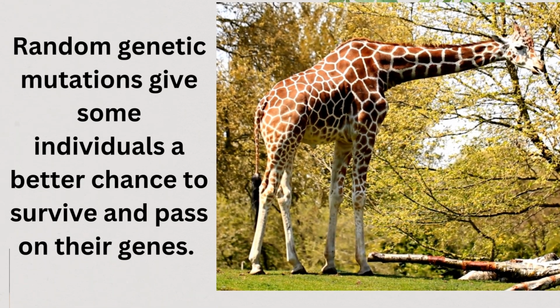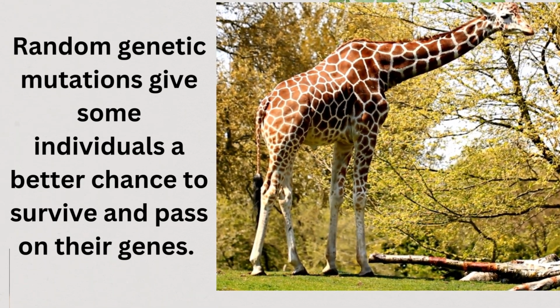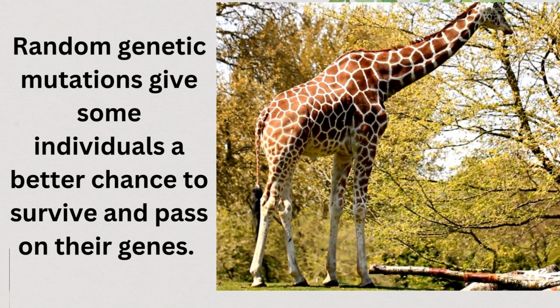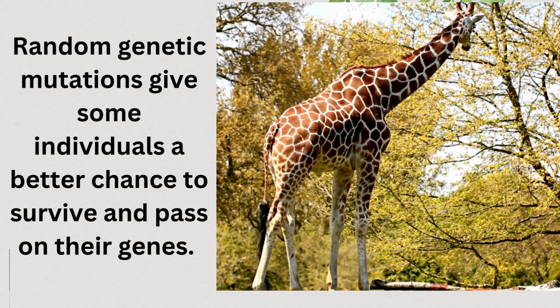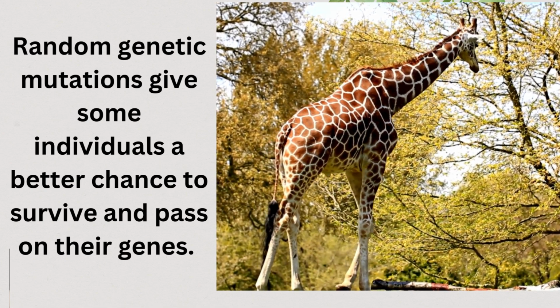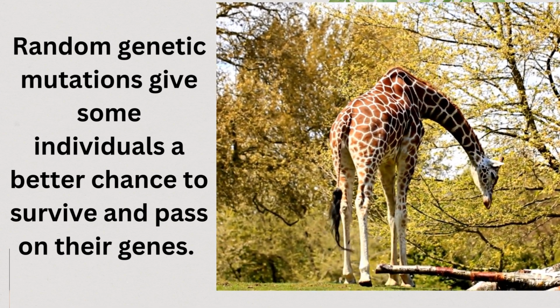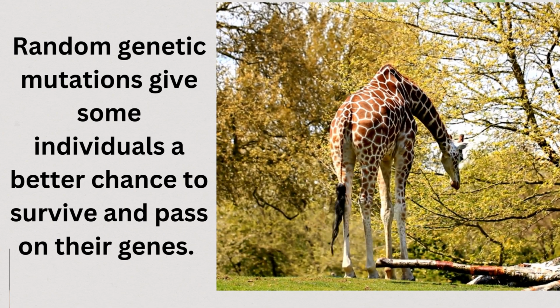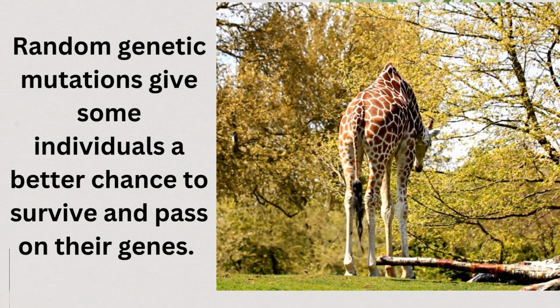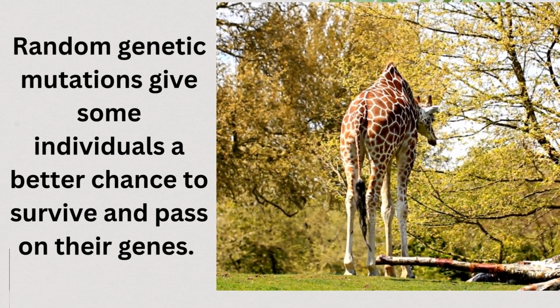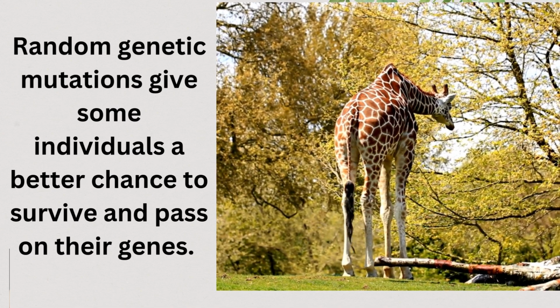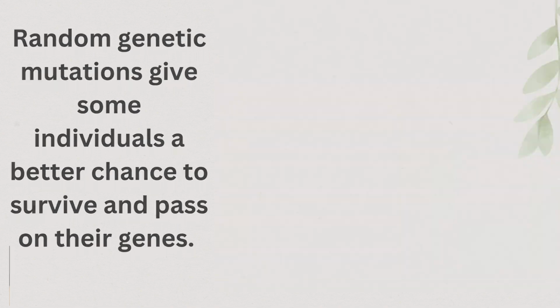So the first is random genetic mutations give some individuals a better chance to survive and pass on their genes. For example, the first giraffe born with a long neck was initially a freak of nature. But then that giraffe survived and reproduced, and long necks have been passed down for generation upon generation. Now short-necked giraffes are the freaks of nature.